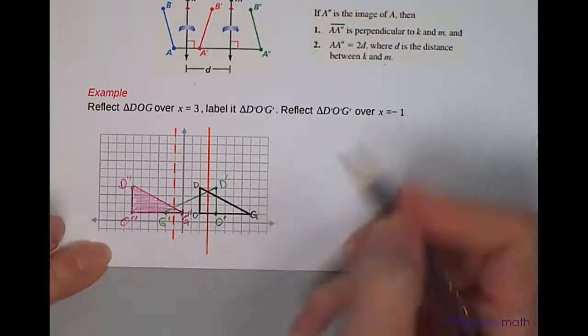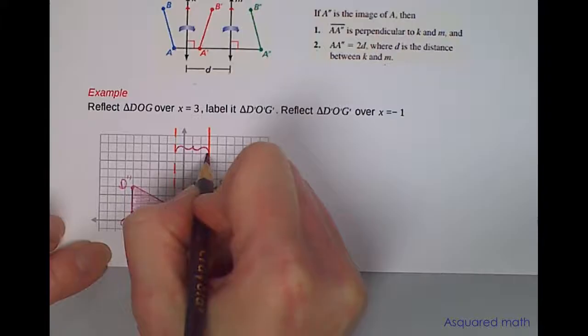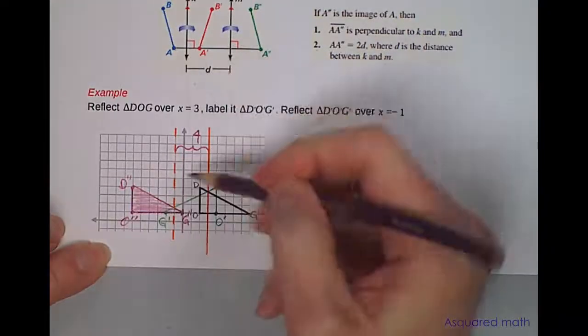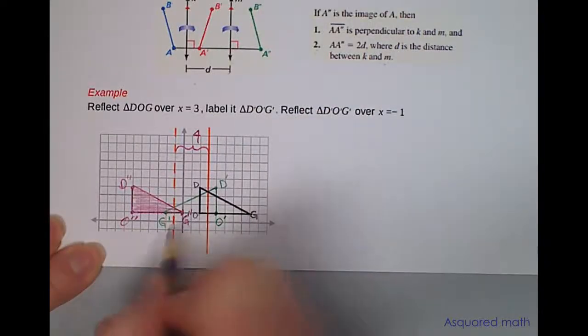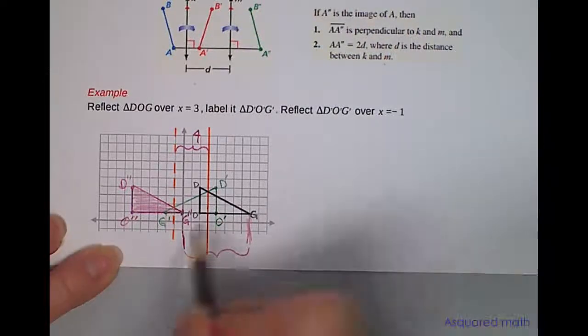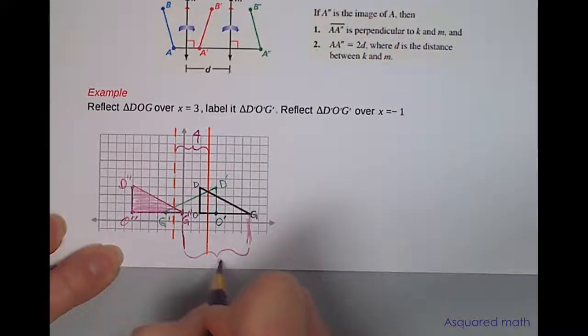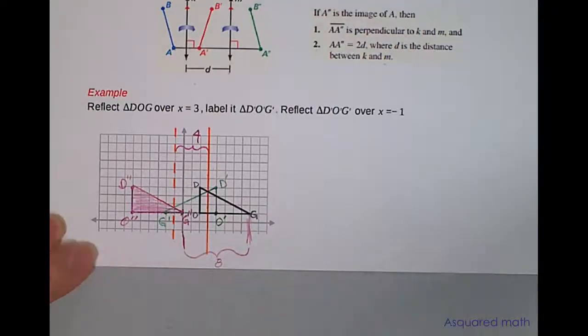We can figure out how far this translation is. We can see that there's a distance of 4 units between our first line of reflection and our second line of reflection, which means that if we take a look at G prime here at 0 to G double prime, there should be a distance of 8. If we count 1, 2, 3, 4, 5, 6, 7, 8, there are 8 units. So just double that distance between the lines, and you can figure out how far your figure has translated to the left or right.